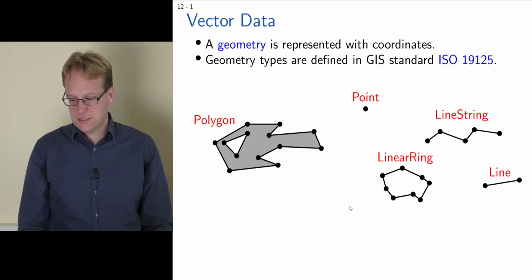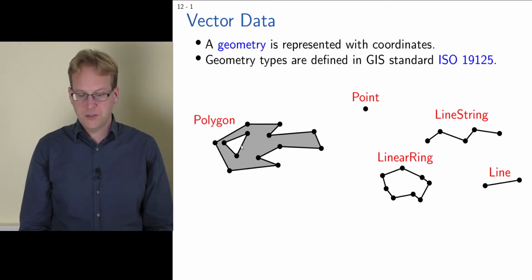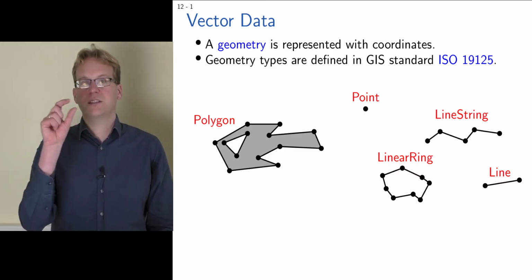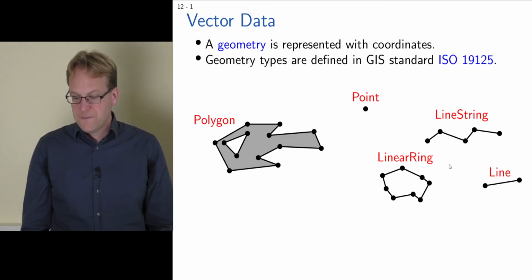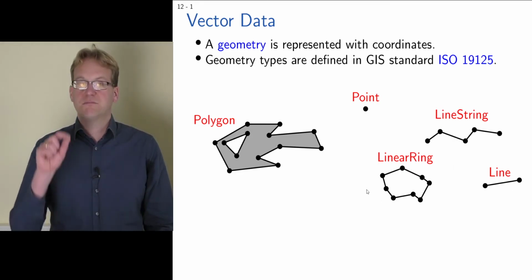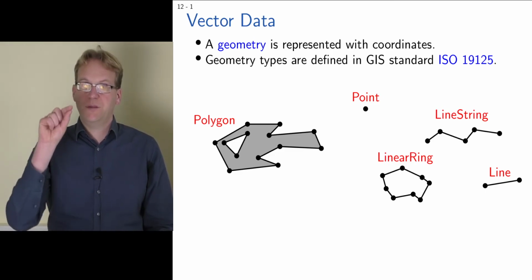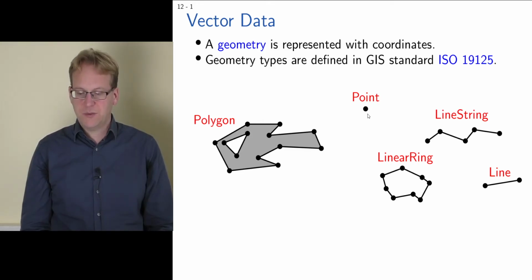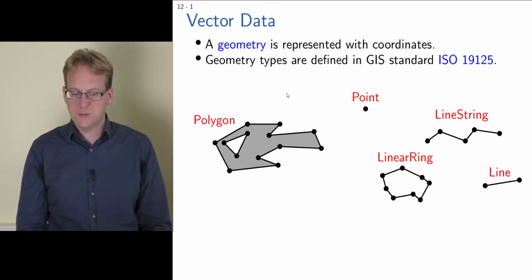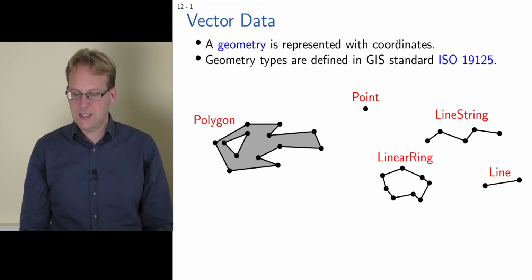So these are kind of basic types. We have a polygon here. Polygons may have holes. We have line strings. Line strings are concatenations of multiple of these line segments, which are called line according to this standard. Then we have a linear ring, which is kind of a special line string, namely one that closes as a loop. And then we have these single points. These are the basic geometry types defined in this GIS standard.